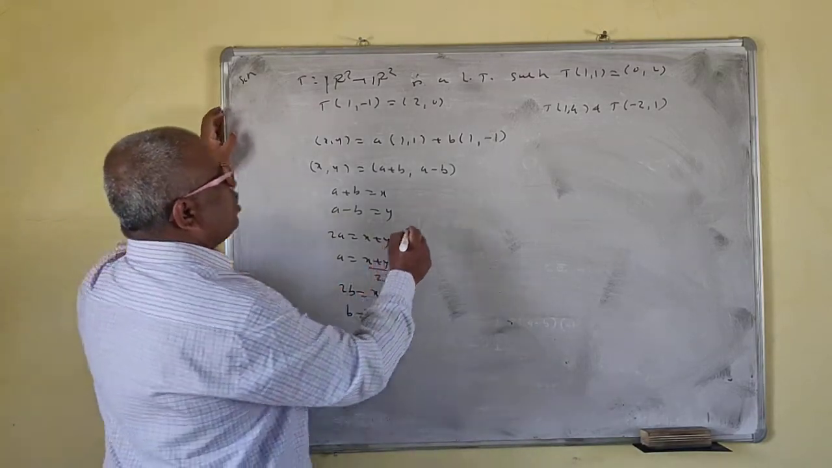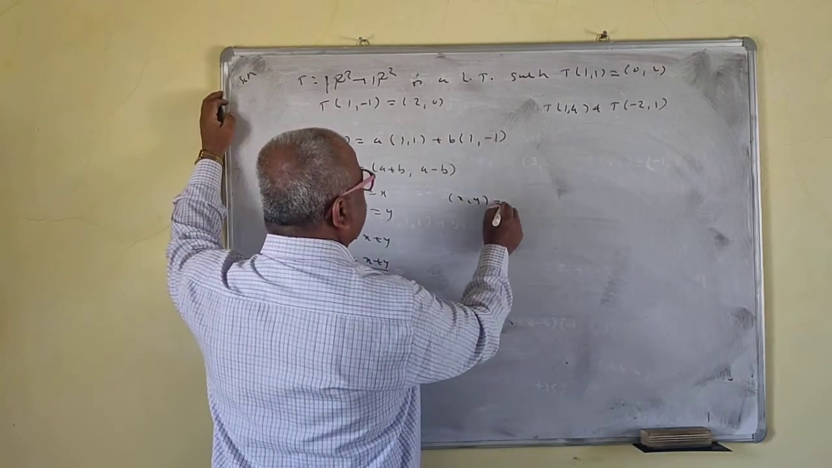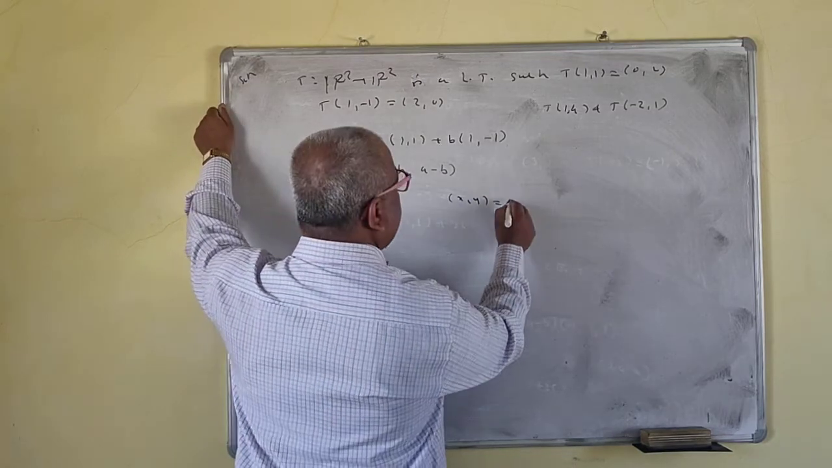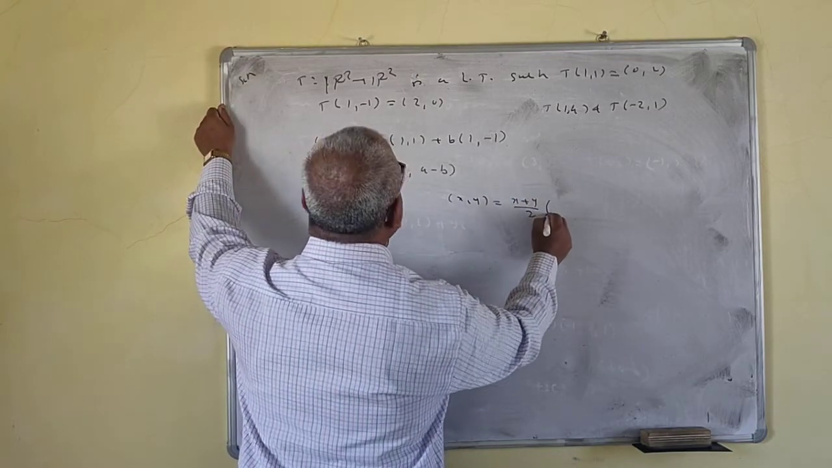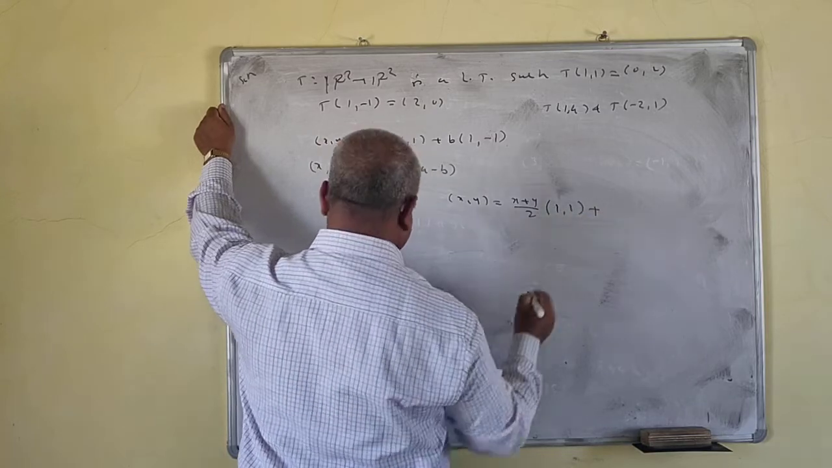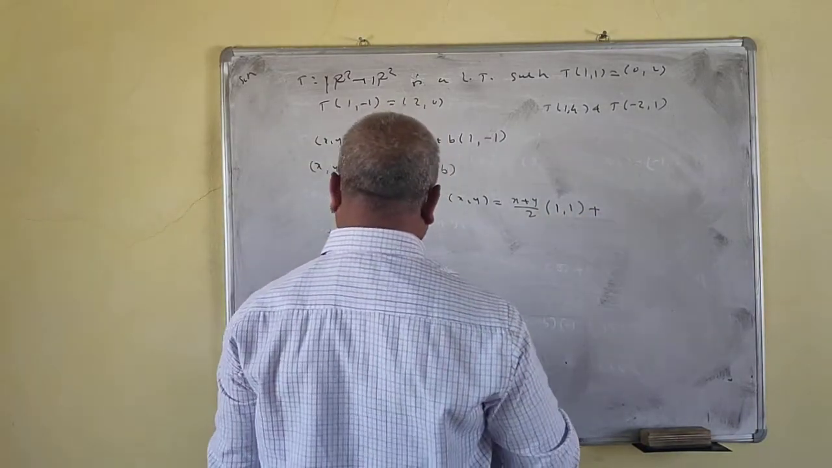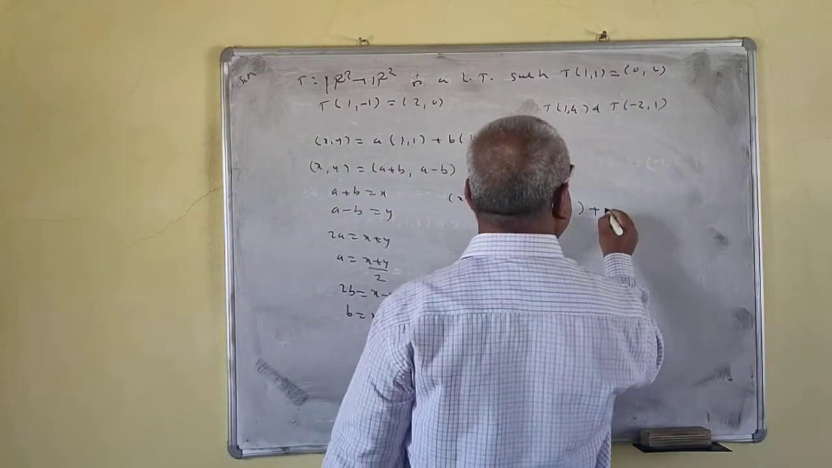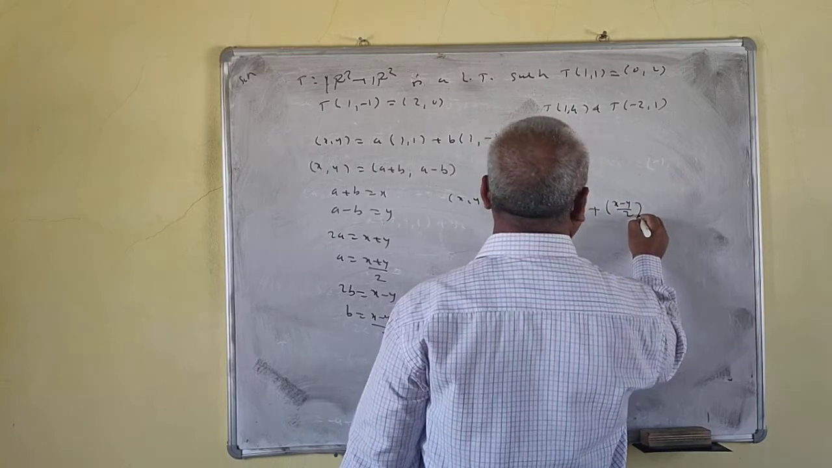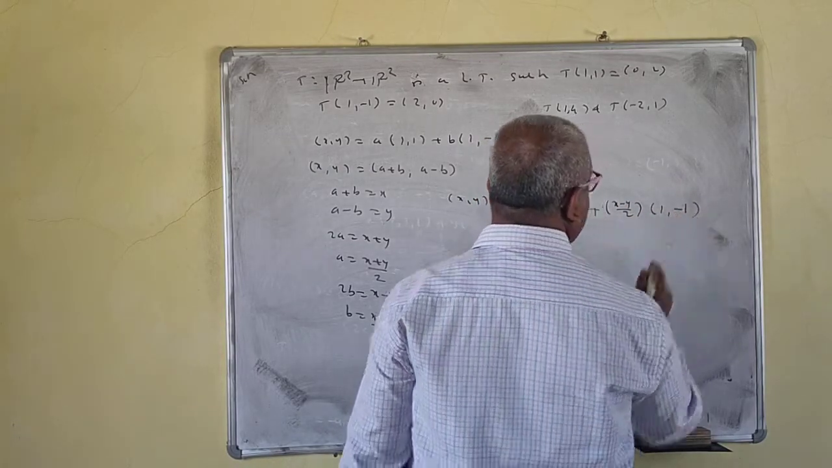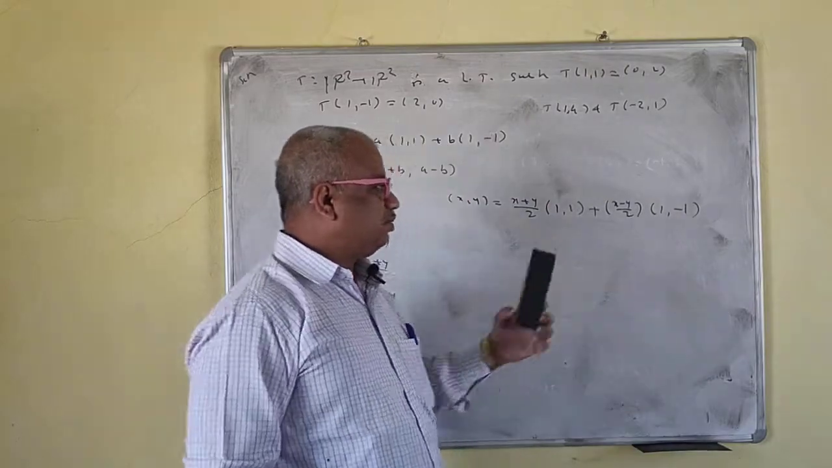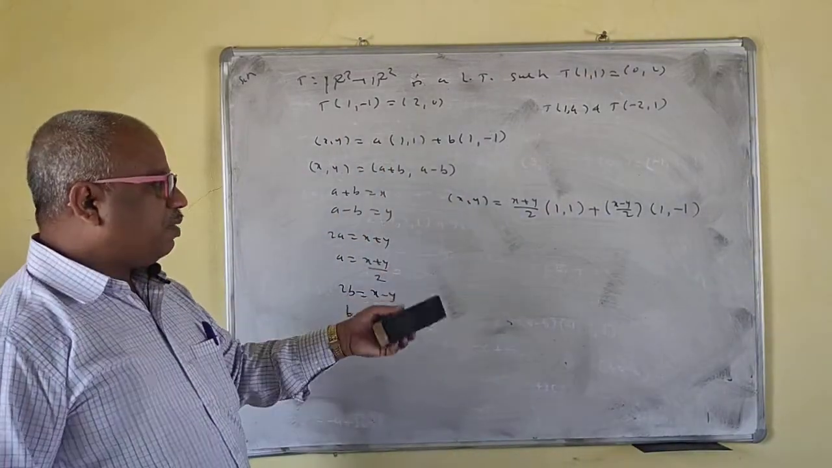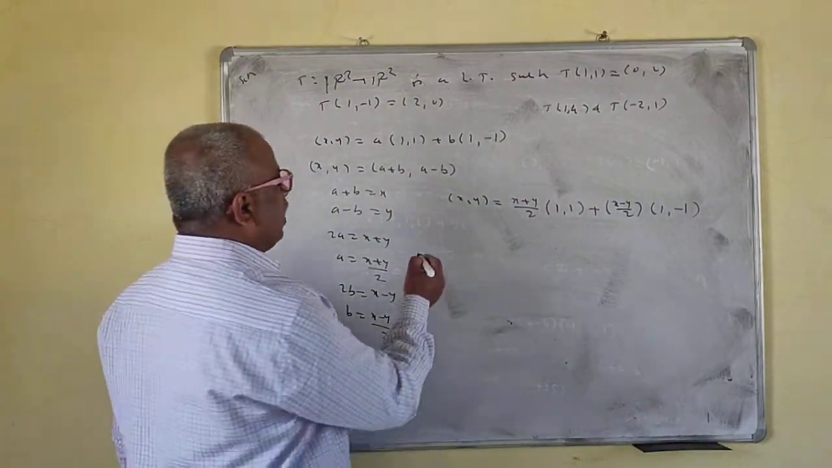So your (x, y) is equal to (x plus y upon 2) times (1, 1) plus (x minus y upon 2) times (1, minus 1). Don't simplify this. If you simplify this, we get (x, y) back. You have to apply T now.